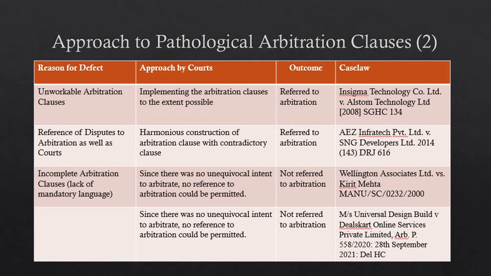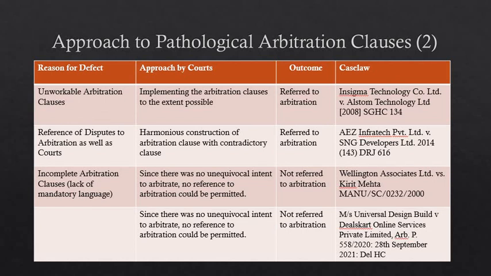And then in Wellington Associates versus Kirit Mehta, the matter was not referred to arbitration in view of the incomplete arbitration clause because the court could not cull out an unequivocal intent to arbitrate. Again, another pathological clause where there was an incomplete arbitration clause was in the Universal Design Build versus Deals Cart, where again the matter was not referred to arbitration for the same reason, no unequivocal intent to arbitrate.